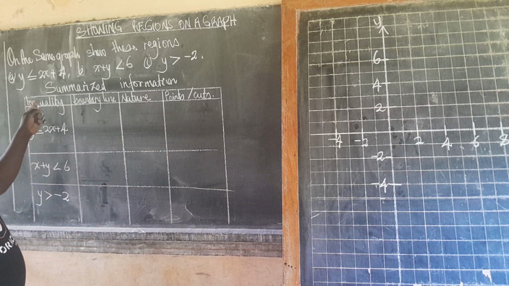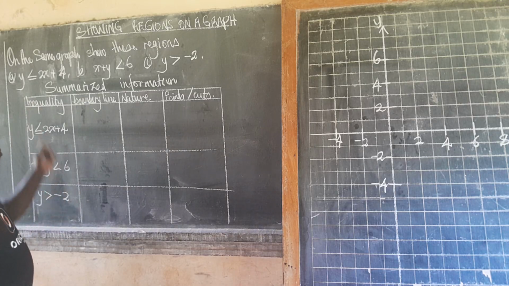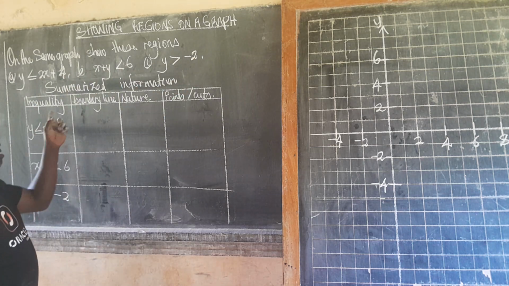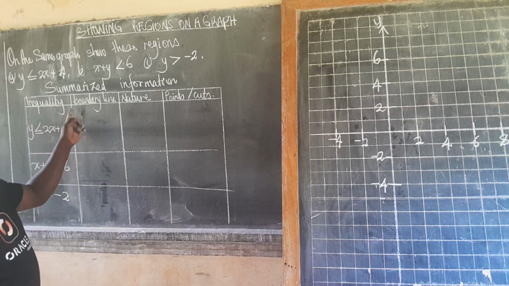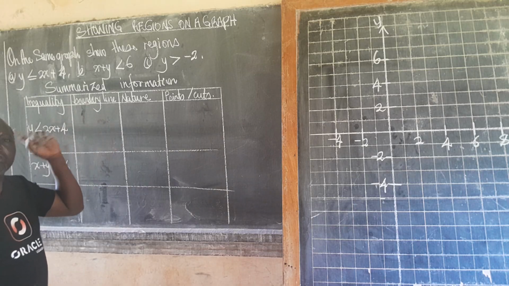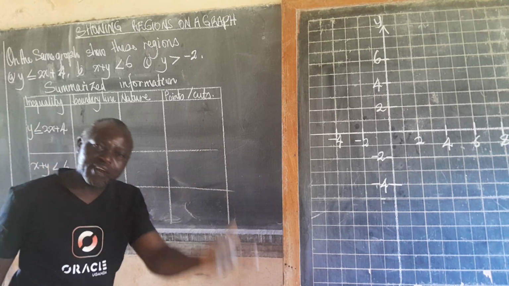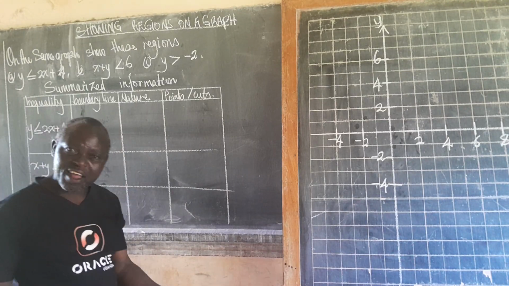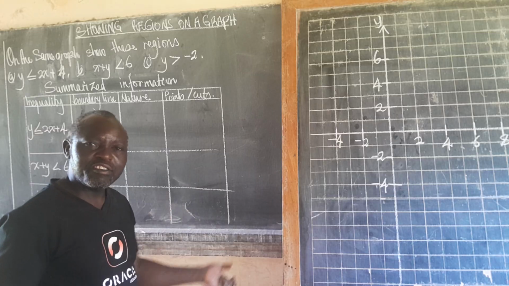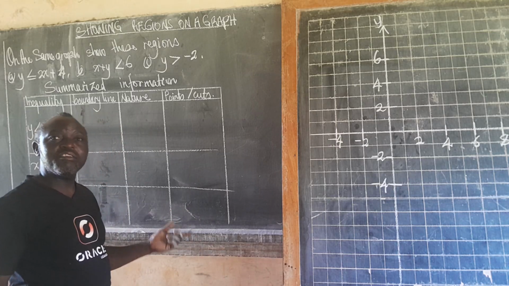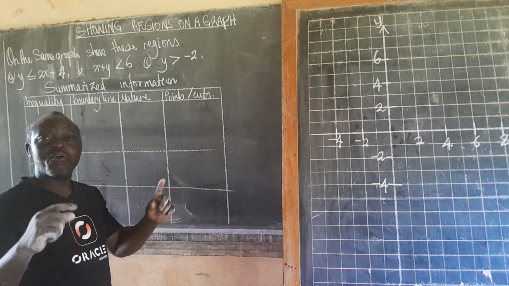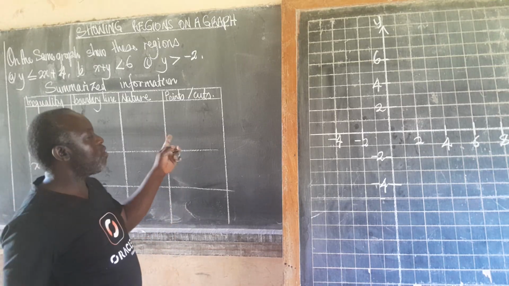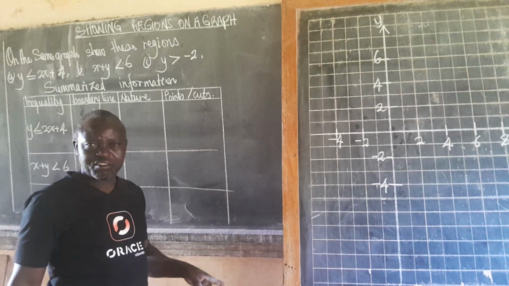The first column is for the inequality, because what we've been given here are all inequalities. Secondly, we have the boundary line, because in graphing we have to think about the boundary line. On top of that, we have to think about the nature, and remember that the nature can be determined by the inequality sign in the original that has been given to us. After that, we look at the points or the cuts.